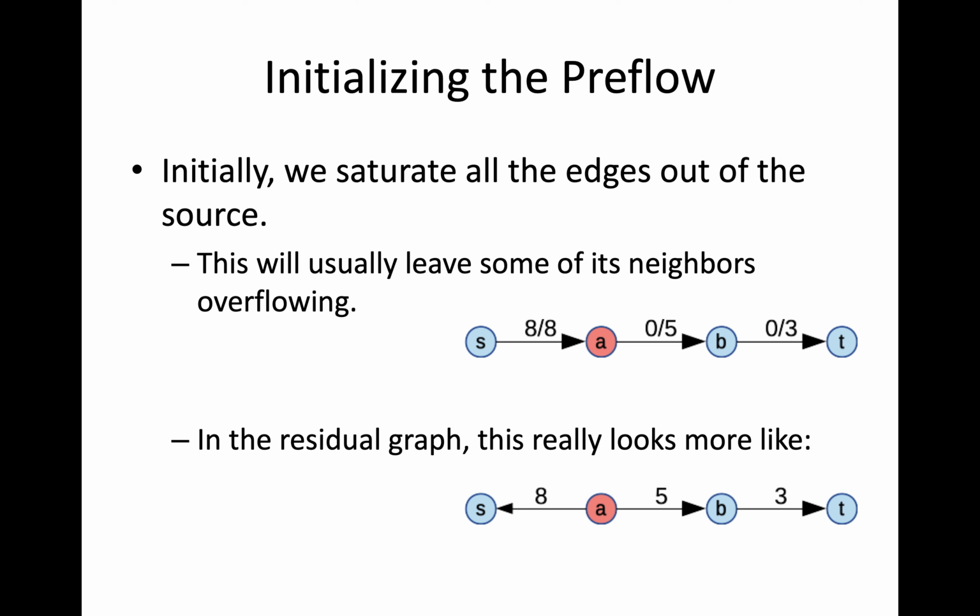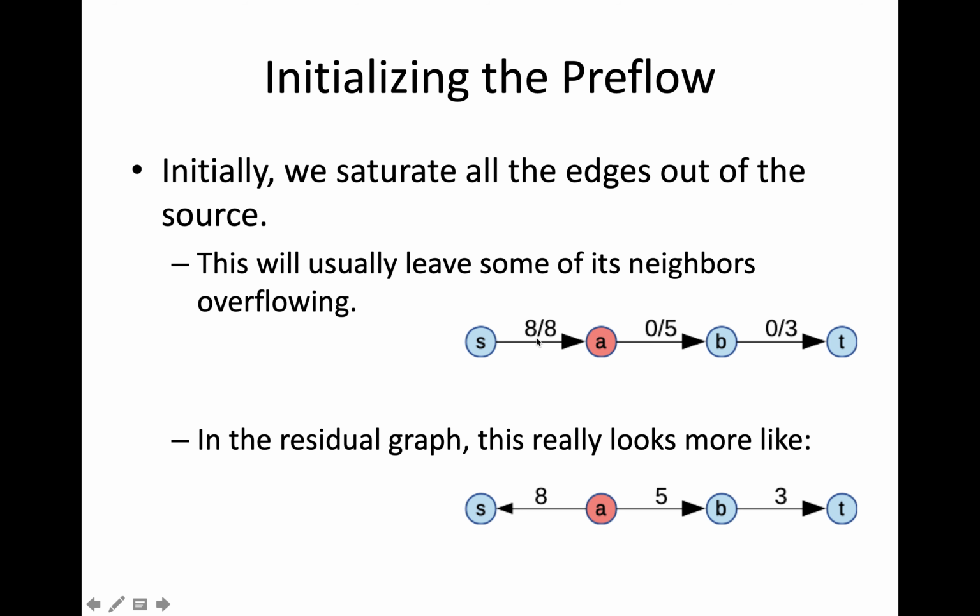So typically, let me try to say this clearly. You initialize the preflow by saturating every edge out of the source. And in general, that means any vertex that's a neighbor of the source is going to be overflowing at this point. In this case, I just saturated this edge. I haven't thought about these other two yet. And you can see vertex A, I went ahead and colored it red like we did in the previous examples to remind us that it's overflowing. It's got 8 units of commodity flowing in and 0 units flowing out.